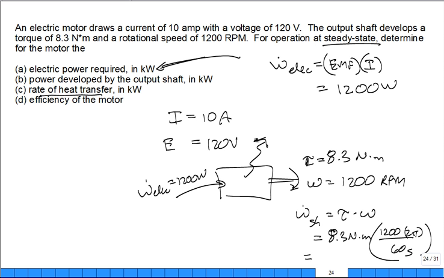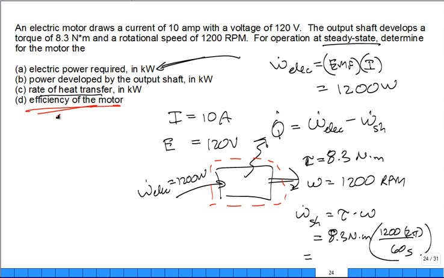You ever seen a motor run? They're hot. In a cool room, they're dissipating heat into the room. Q dot off of the surface of the motor. That's going to be W dot electric in minus W dot shaft out. Energy balance for this control volume around the motor. What is the efficiency of the motor?